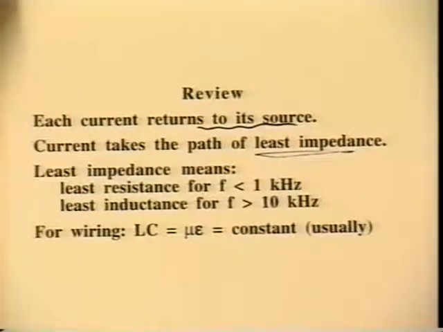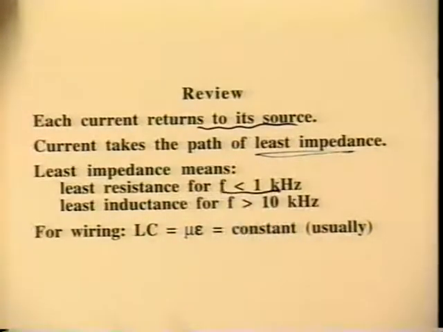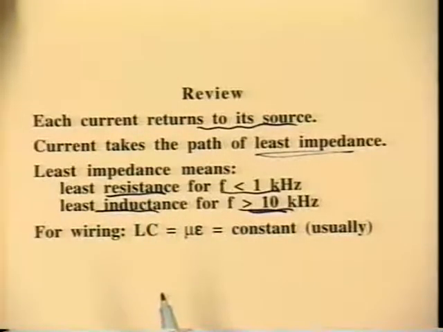We have to boil it down to something simpler. Well, if the frequency is less than a few kilohertz, we can simplify least impedance to mean least resistance. On the other hand, if the frequency is above a few kilohertz, say above 10 kilohertz, that'll give us a little margin, then we're pretty sure the current is going to take the path of least inductance. Now, how do we know what path is least inductance?